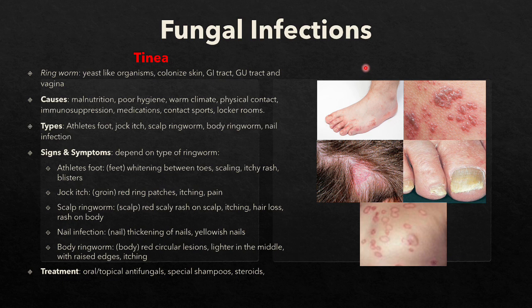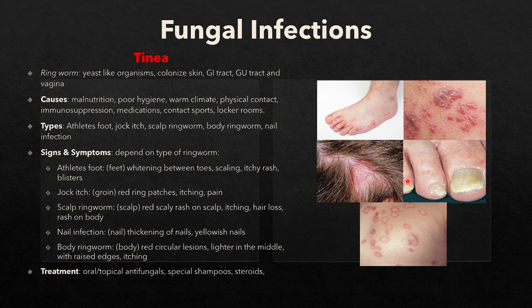The different types are athlete's foot, jock itch, scalp ringworm, body ringworm, and nail infections. The signs and symptoms depend on the type of ringworm. In athlete's foot, there is whitening between the toes, scaling, an itchy rash, and blisters. Jock itch is in the groin area and includes red ring patches, itching, and pain.